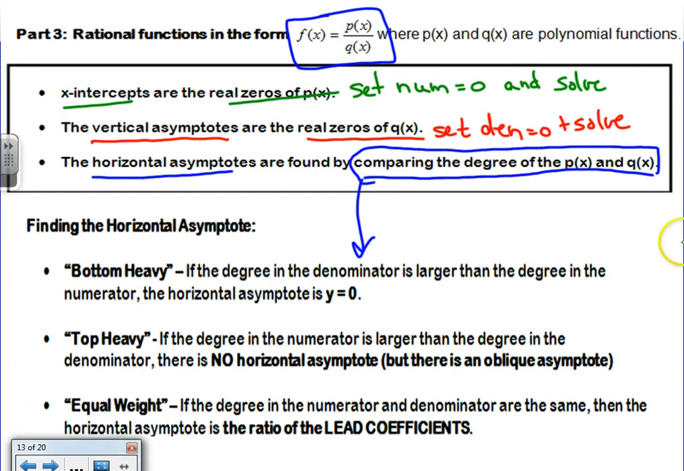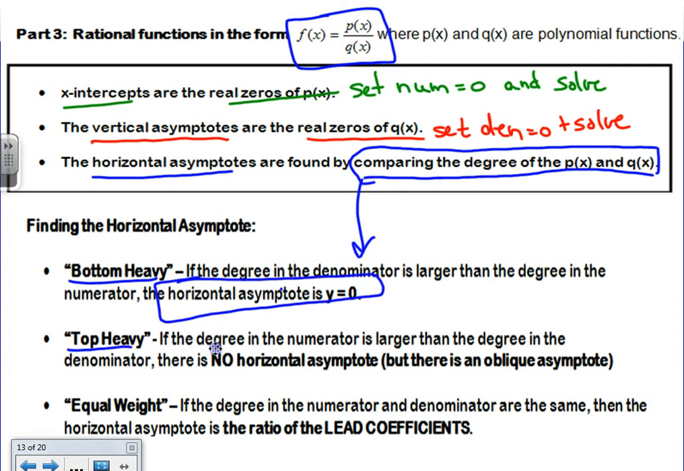When they say compare the degree, we're going to look at top heavy, bottom heavy, and equal weight ideas. If the function is bottom heavy, which means the degree in the denominator is larger than the degree in the numerator, then you have a horizontal asymptote at y equals 0. So if it's bottom heavy, your horizontal asymptote is y equals 0. We'll talk about why that is in a second.